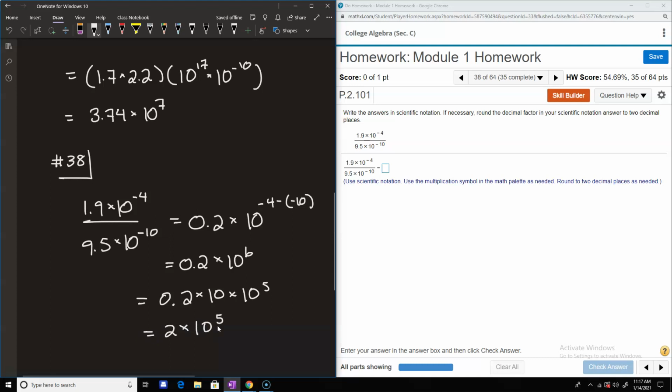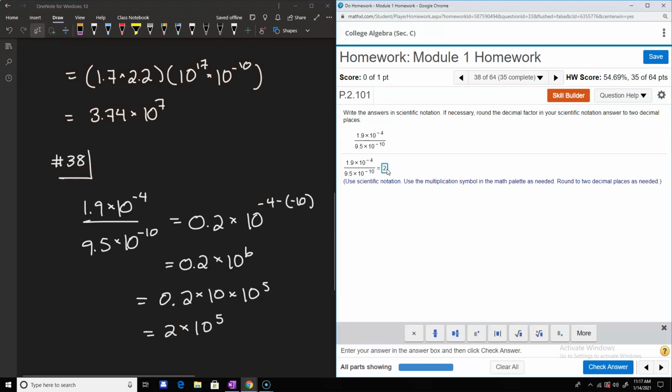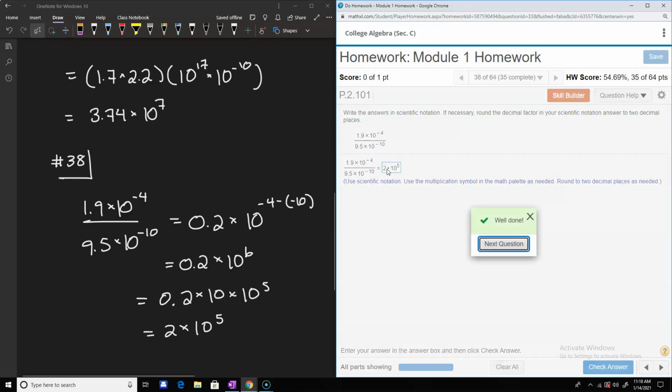And that's the form we want to use because scientific notation requires that the number in front be between 1 and 10. So this is going to be 2 times 10 to the fifth. So there's that one extra step. You may want to quit at 0.2 times 10 to the sixth, which is equal to the correct answer, just not in exactly the right form.